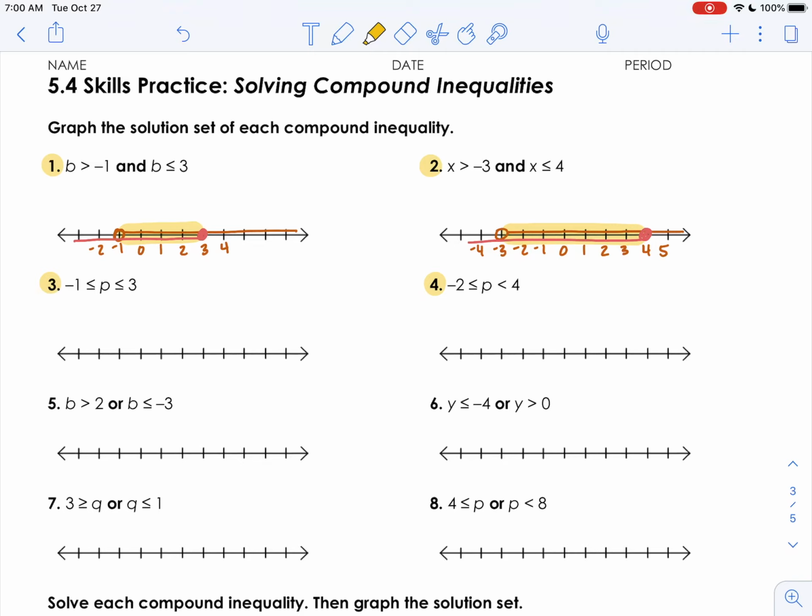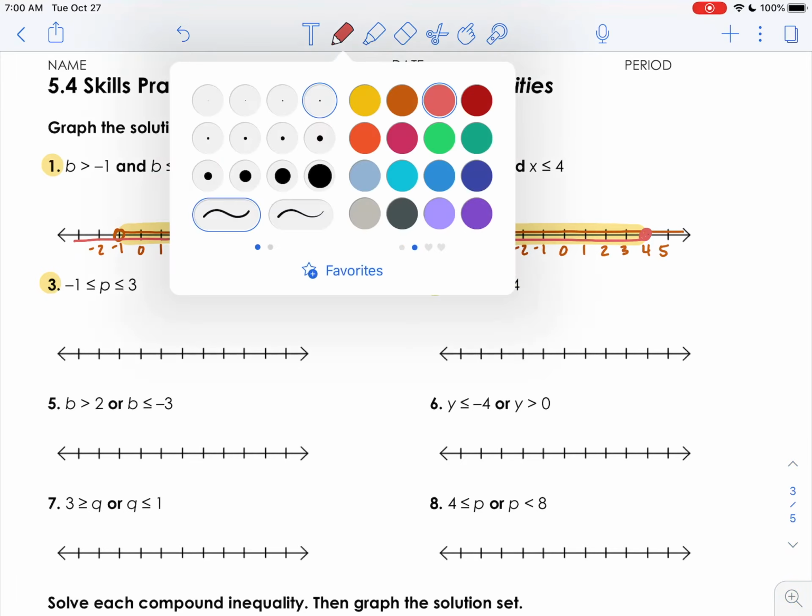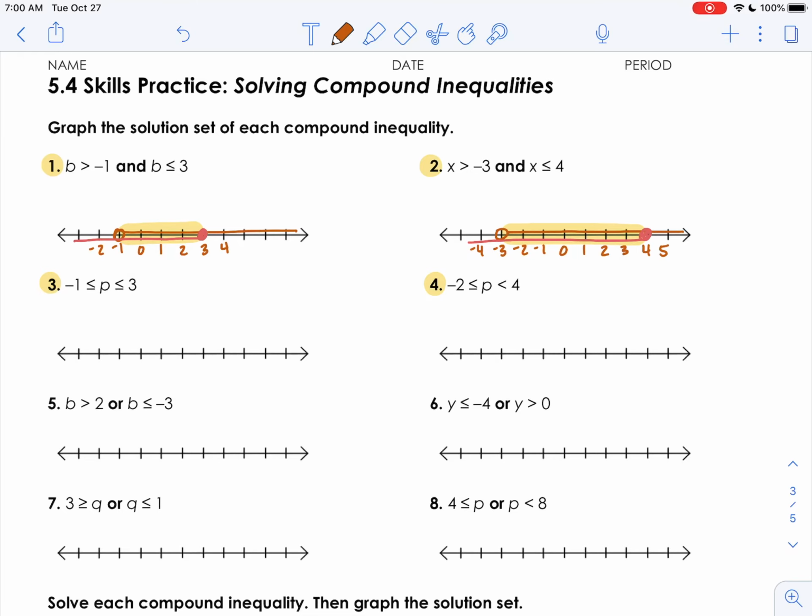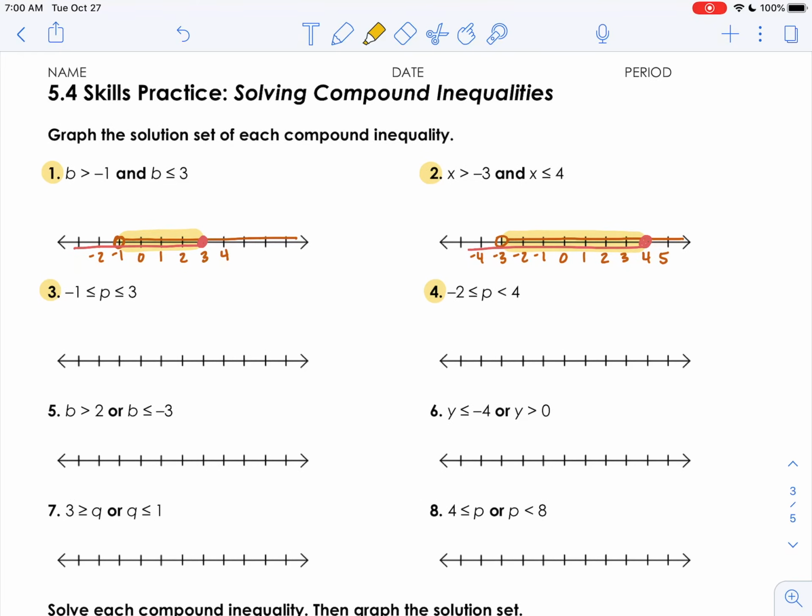Looking at number 3, we have -1 is less than or equal to p is less than or equal to 3. So you can either look at this as is. What this is saying is that our solution p is in the middle of -1 and 3. And so this is how I would do it. I would just look and say my endpoints are -1 and 3, and it's less than or equal to, so I'm going to put a closed dot on -1 and a closed dot on 3. And my solution p is in the middle.